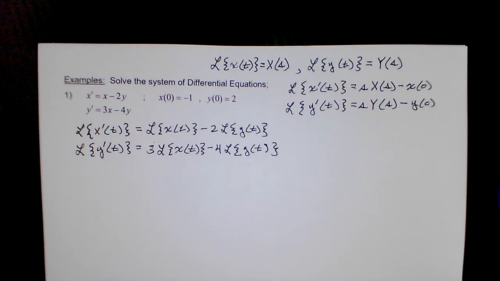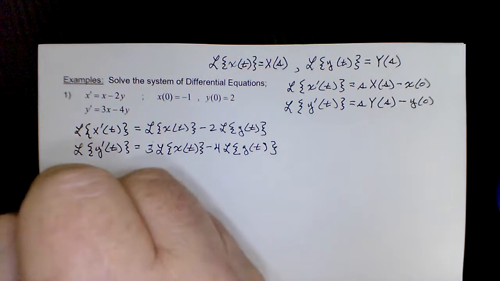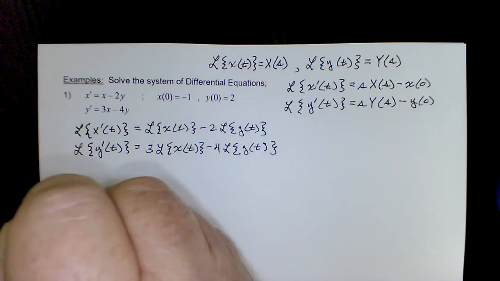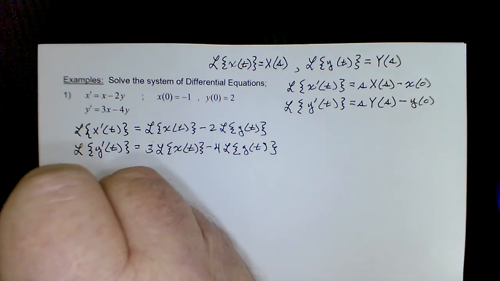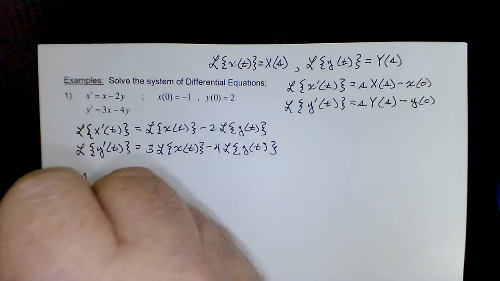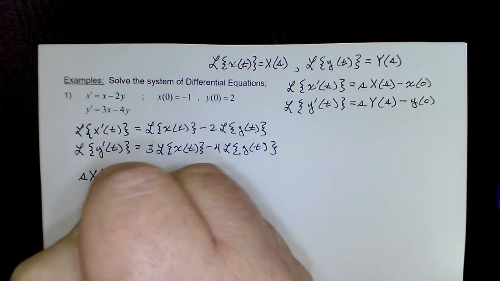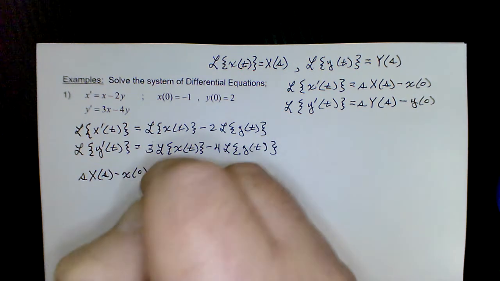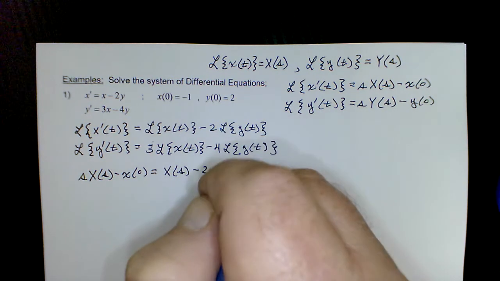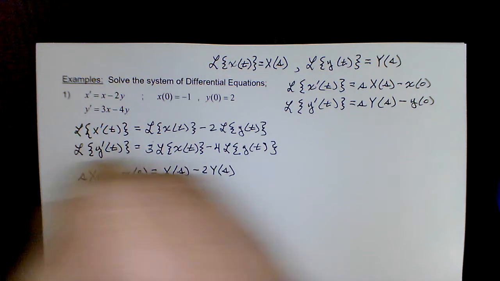Okay, so now we use our transformations that we summarized here, and I'll leave a little space and do it in pairs, just keeping them lined up. So we'll have the Laplace of x prime of t, s X of s minus lowercase x of 0, equaling the Laplace of x of t, uppercase X of s, minus 2 times the Laplace of y of t, uppercase Y of s.